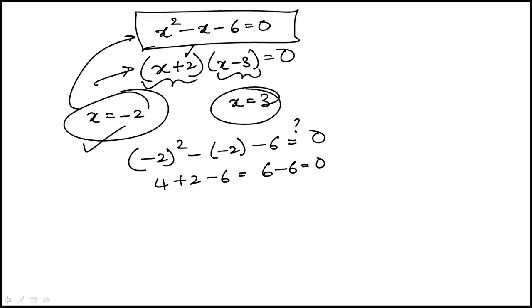And then let's check x equal to 3. 3 squared minus 3 minus 6, is that equal to 0? 9 minus 3 minus 6, which is indeed 0. So x equal to 3 is also a root. So that's what this terminology of roots means.